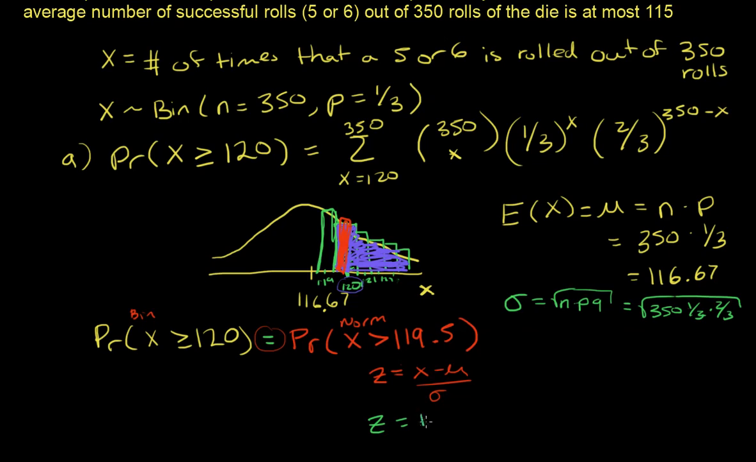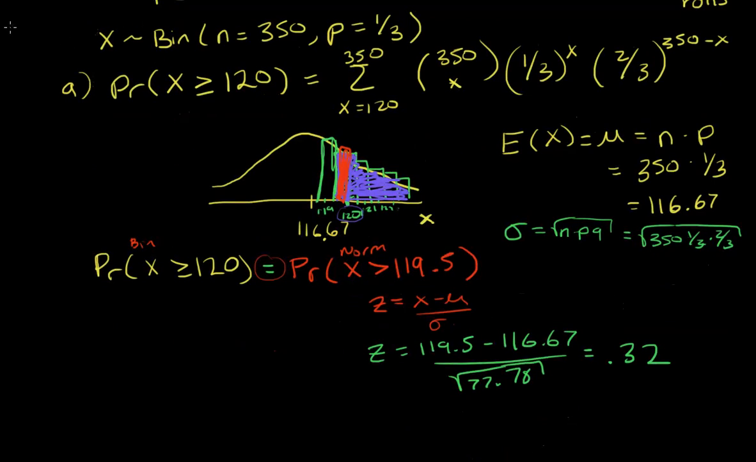So the x is 119.5 minus mu, which is 116.67, divided by the square root of 77.78. Okay, and that comes to about, let's see, 0.32.